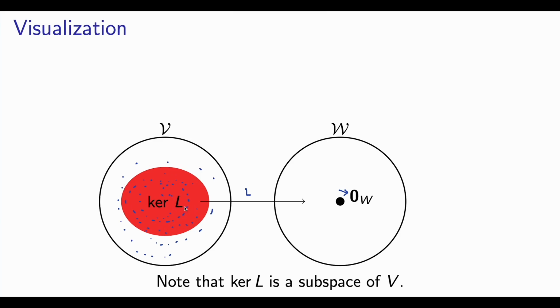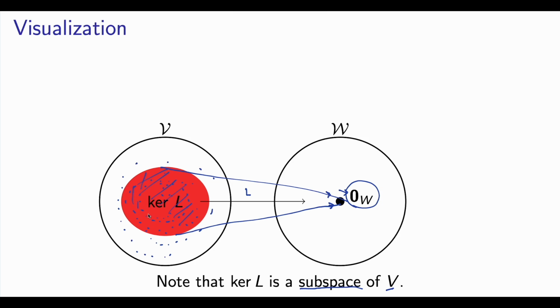Okay, after applying the linear transformation, all those elements which map only to the zero vector of W, that set, which is a subset of V, will be the kernel set. Okay, and we will also see that the kernel is a subspace of V. This is a very, very important result. Kernel of L is a subspace of V.